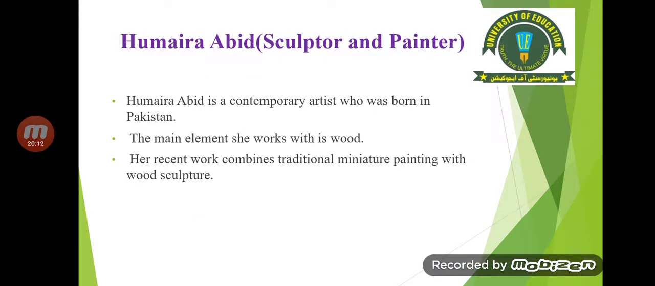After that, there comes another artist, Humaira Abid. She is a sculptor and a painter as well. Humaira Abid is a contemporary artist who was born in Pakistan. The main element she works with is wood. Her recent work combines traditional miniature painting with wood sculptures. That's why she is very famous. Inke kaam ki speciality ye hai that wo 3D sculptures pehle banati hain and then she used to paint on those sculptures. So she has combined two different mediums at the same time to express her ideas remarkably.